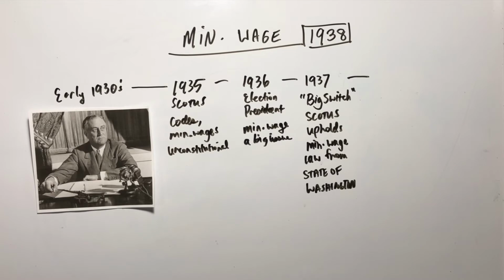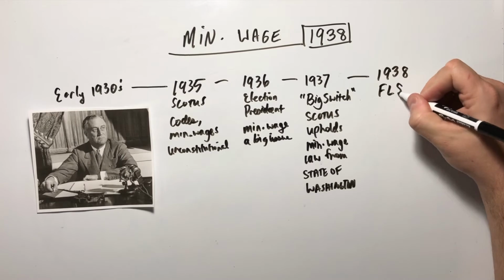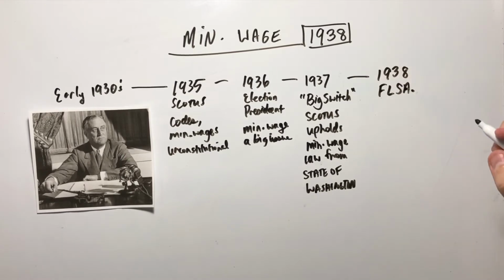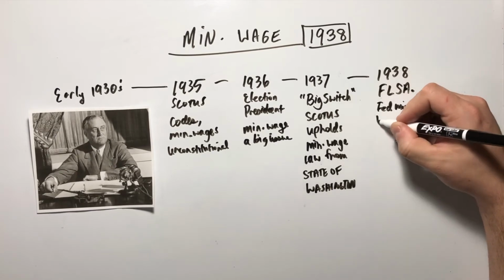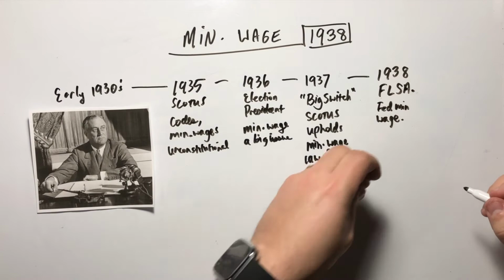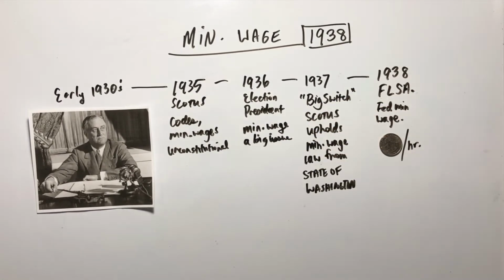And so with this victory from the Supreme Court in 1937, in 1938, Congress passes the Fair Labor Standards Act. It requires a federal minimum wage of a whopping 25 cents per hour. I assume you're glad that that's not still the federal minimum wage, but that's what it was in 1938. This passage was not without controversy.